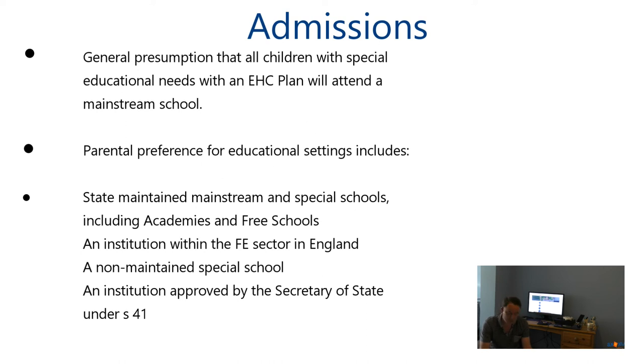So for the first time, parents and carers have a right to express preferences for a range of educational settings, and they include state schools, primary or secondary, those include academies and free schools, further education colleges, sixth form colleges, non-maintained special schools, and independent specialist schools or colleges that are approved under Section 41 of the Children and Families Act. And the Secretary of State for Education holds a database of all the schools and colleges that are approved, and you can view that from the DfE website.